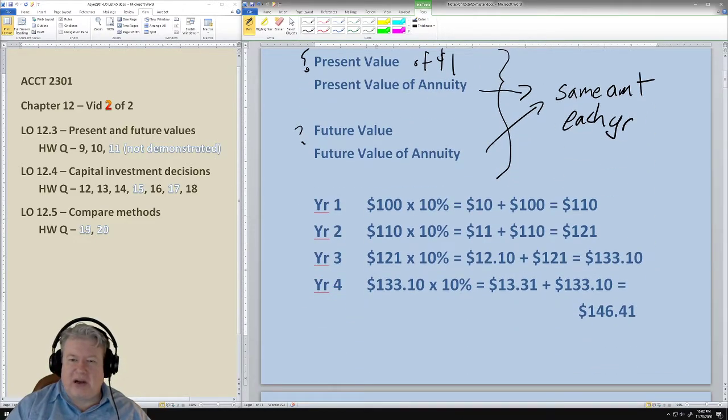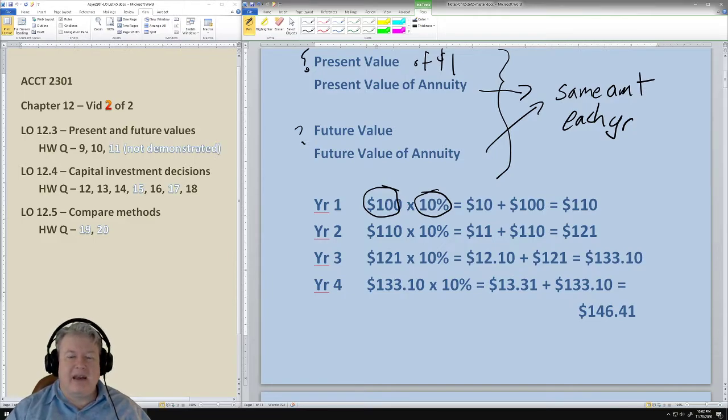I'm going to go through this first one here. This is kind of a future value calculation. If I said you started off with $100 and you could invest it at 10%, how much would you have at the end of 4 years? Well, we can actually do that calculation.